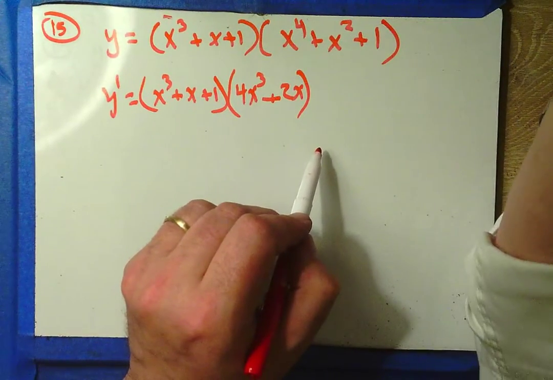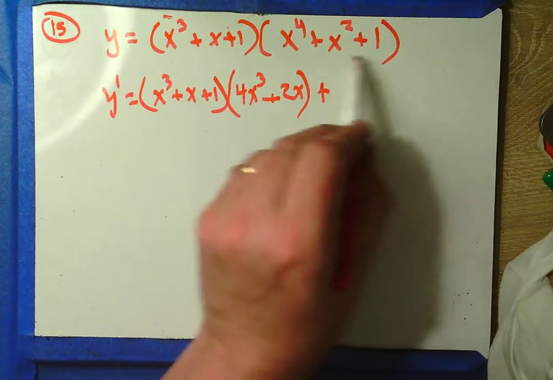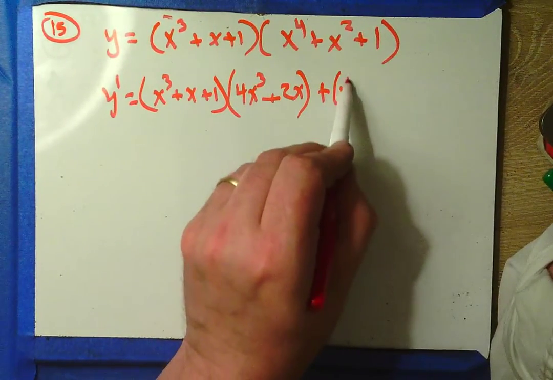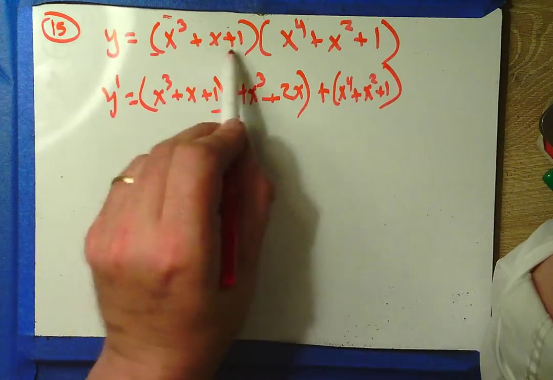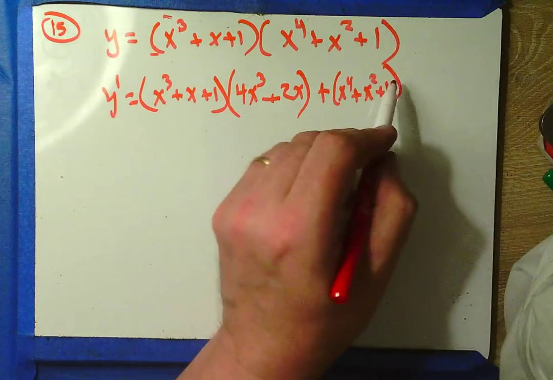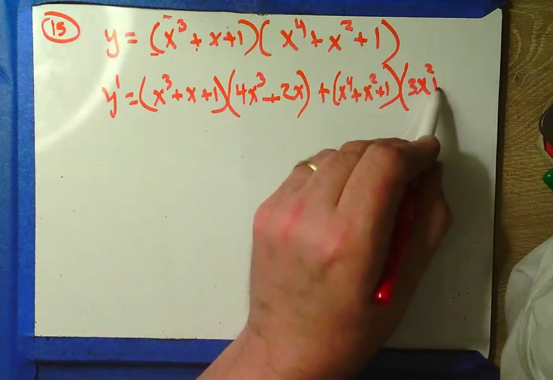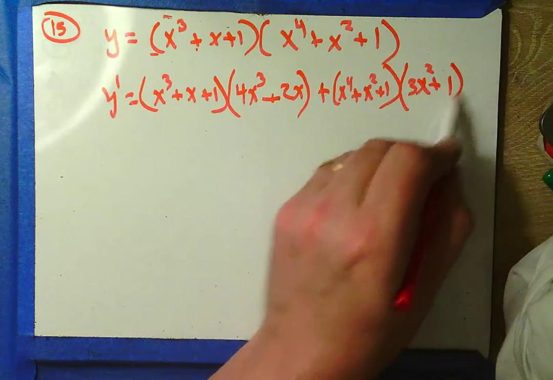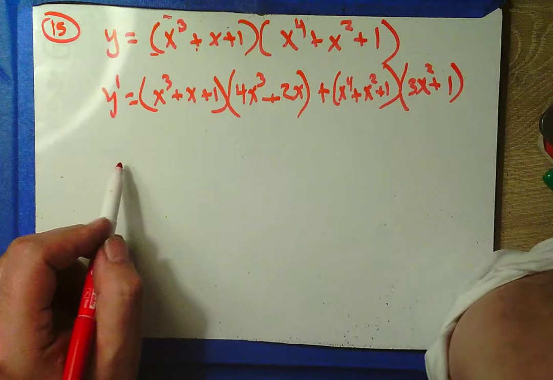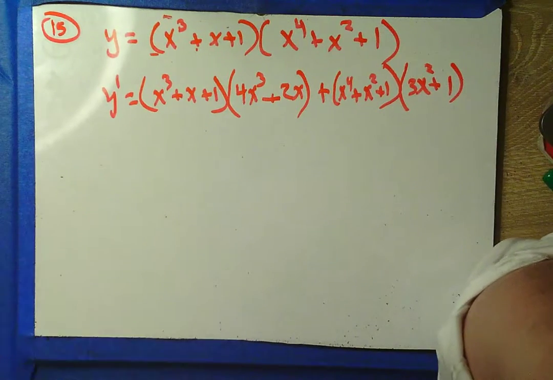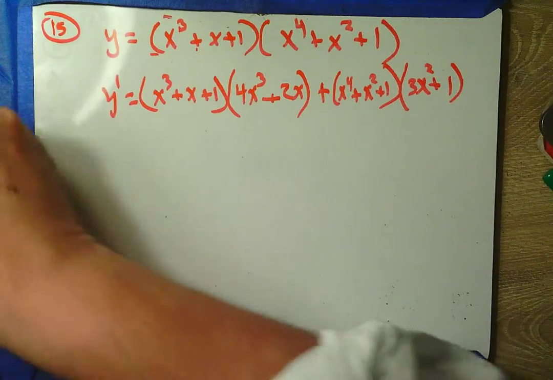Remember, we're not done. We're only halfway done with the product rule. Now we need plus this, x to the fourth plus x squared plus 1, times the derivative of this stuff. Well, the derivative of x to the third is 3x squared, plus the derivative of x is 1. I'm not going to take the time to FOIL this out. I'll let you do that if you like. I'm just going to move on to the next problem, number 16.